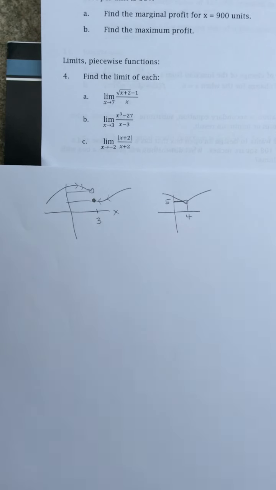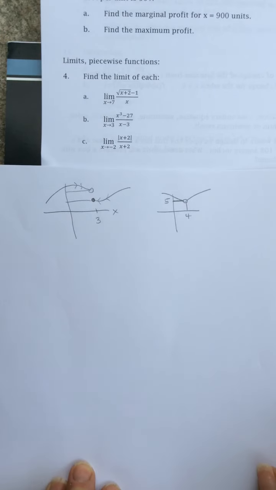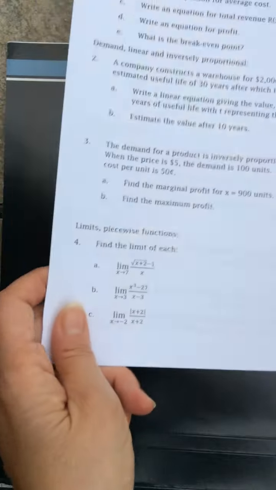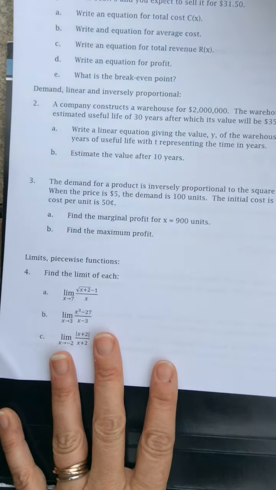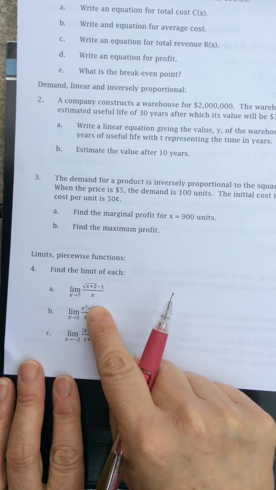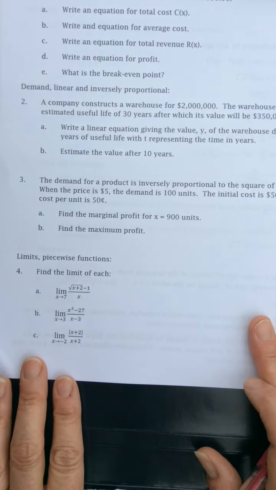So if we get 0 over 5, we'll say the limit is 0. If we get 5 over 0, we'll say the limit doesn't exist. But 0 over 0 is a form that we have to work more with in order to be able to come up with an answer. Plugging in and getting 0 over 0 does not mean the limit doesn't exist. It just means we have a little more work to do.